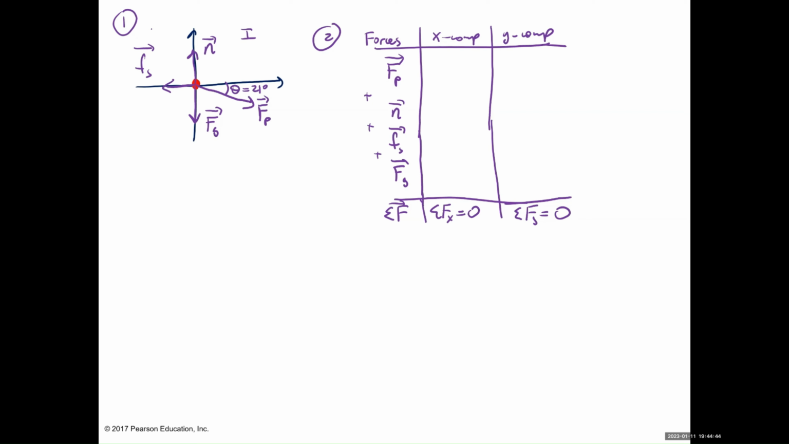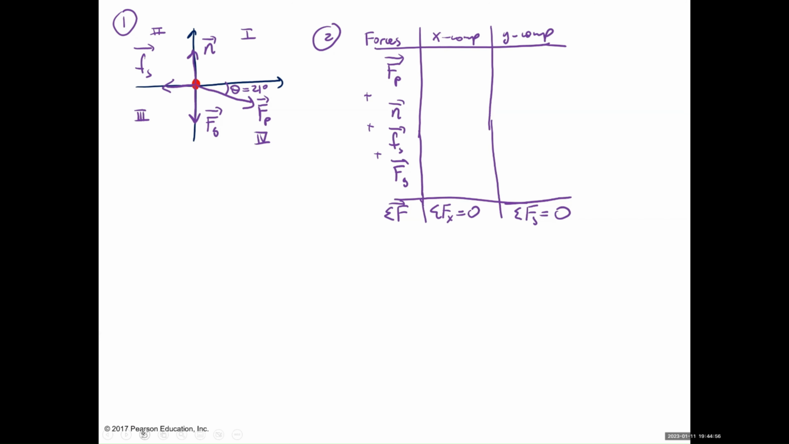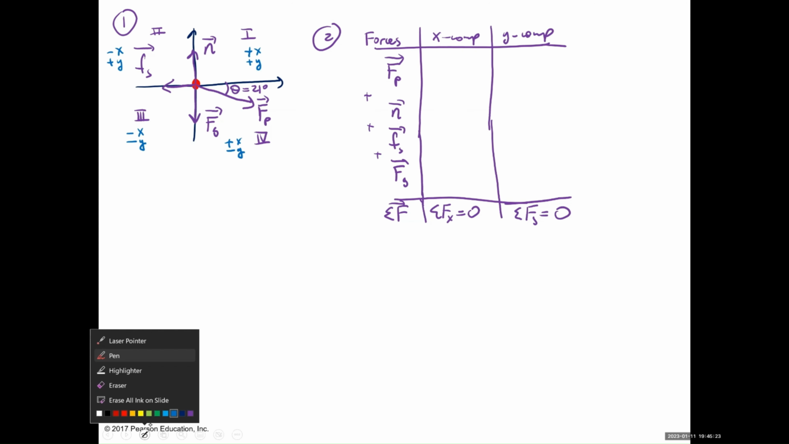Remember, this is quadrant 1, quadrant 2, quadrant 3, and quadrant 4. And to remind you, it's important to also remember the sign of the values, right? So remember, positive x, positive y; negative x, positive y; negative x, negative y; positive x, negative y for the components. Now, in which quadrant is the applied force, the push force? Fourth quadrant. Quadrant 4. So then I know its x component should be positive, y component should be negative.